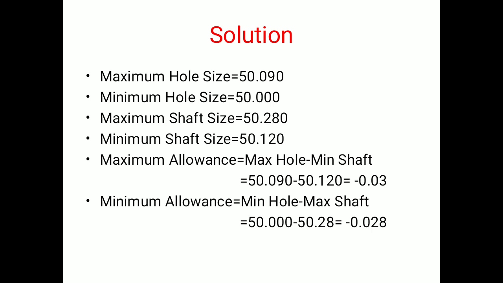Minimum allowance. Minimum allowance is equal to the difference between minimum hole size and maximum shaft size. Now the minimum size of the hole is 50 mm, whereas the maximum size of the shaft is 50.28. So the difference between the minimum hole and maximum shaft is equal to minus 0.28 mm.